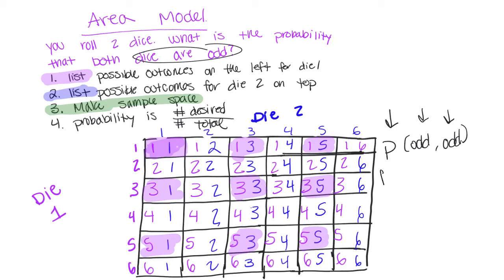So we'll write it as a fraction. Our probability is the number of desired outcomes, so 9 of them had both numbers odd, out of the total number of squares, the total number of possibilities. I can just multiply. There's 6 on this side times 6 on the top. There's 36 total squares.